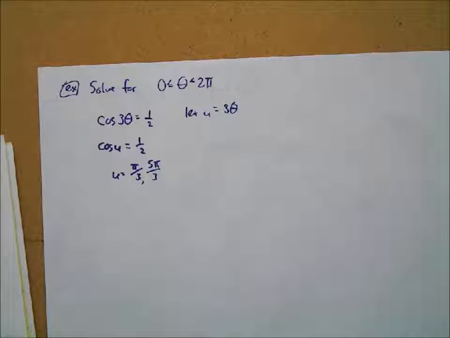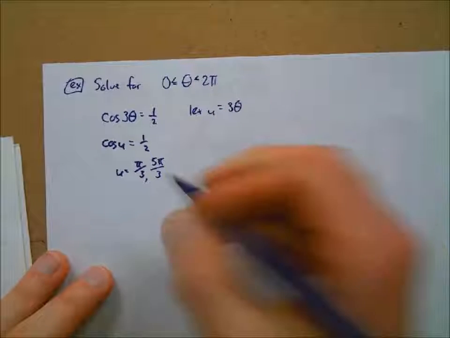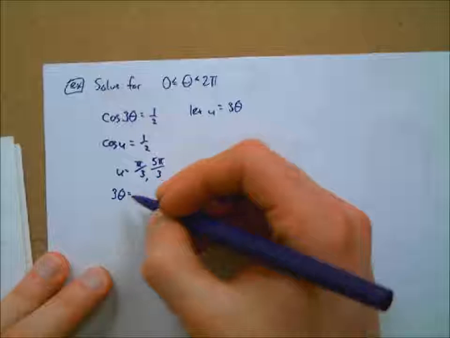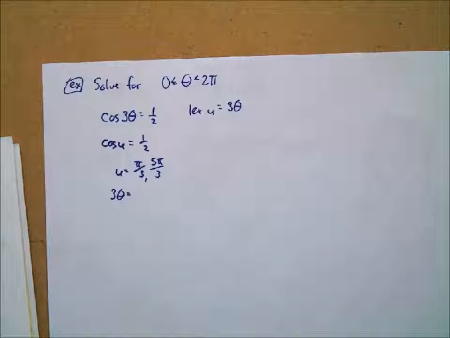So then what should we now do? Now that we know that u is pi over 3 or 5 pi over 3, what can we replace u with? The 3 theta, okay? This kind of change of variable here. If you'd prefer, maybe some of you look at this and ask, Mr. Wood, why can't we just go cosine 3 theta equals 1/2 and then jump straight down here and say 3 theta equals pi over 3 and 5 pi over 3?